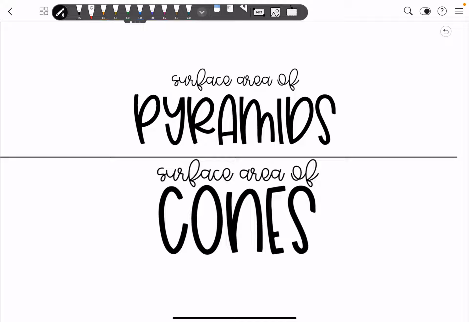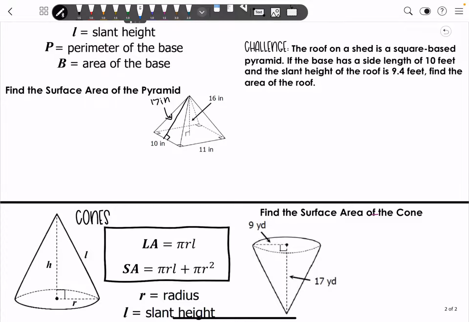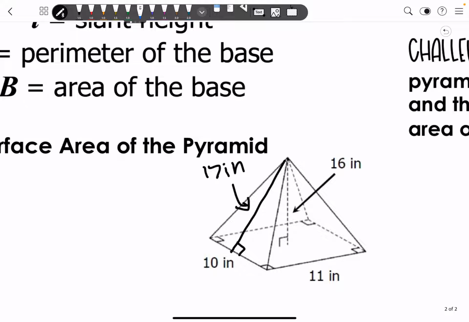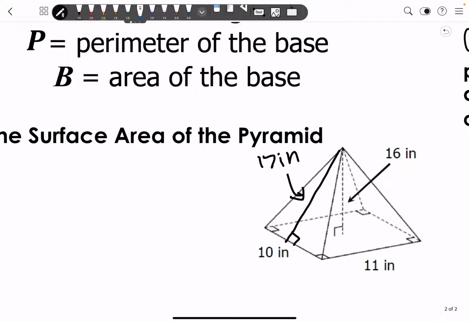Hi guys, so we are going to be talking about the surface area of pyramids and cones. All right, I want you guys to notice something right here on the first problem. I forgot to give you that slant height, so go ahead and draw that in, and we'll talk about what that means.